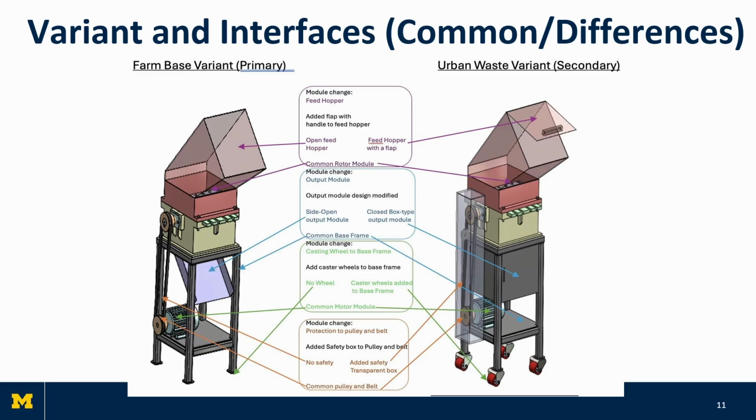On this slide, we see the physical differences between the primary and secondary design. For the feed hopper, the added flap prevents accidental contact and contamination. With the output module, we see an open versus a closed box design. The latter was done for increased safety. Next, we see casters added to the base frame for the secondary design for ease of use. Finally, a protective cover is placed on the belt and pulley for added safety. Overall, this modular interface strategy enhances manufacturability and enables faster product switching, which is valuable for mass production and future product updates.